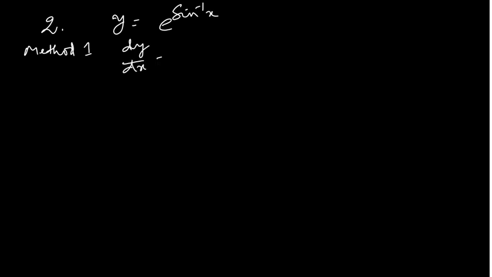Second question: e power sine inverse x. So always assume that y is equal to e to the power of sine inverse x. Again you have two methods. Let's do method 1. dy by dx equals, e power anything, first you write e power the same sine inverse x, multiplied by, this is the chain rule, d by dx of sine inverse x.